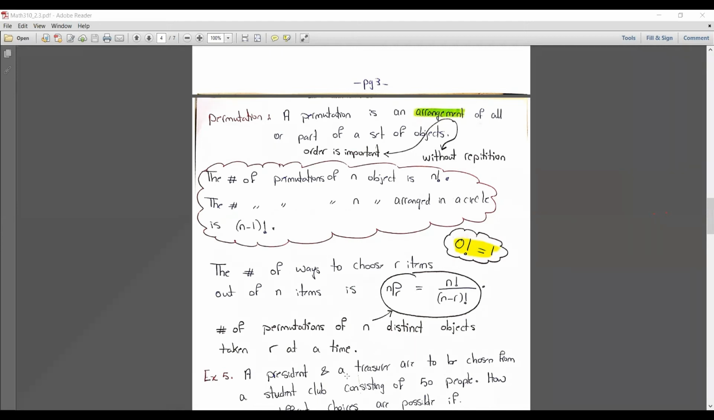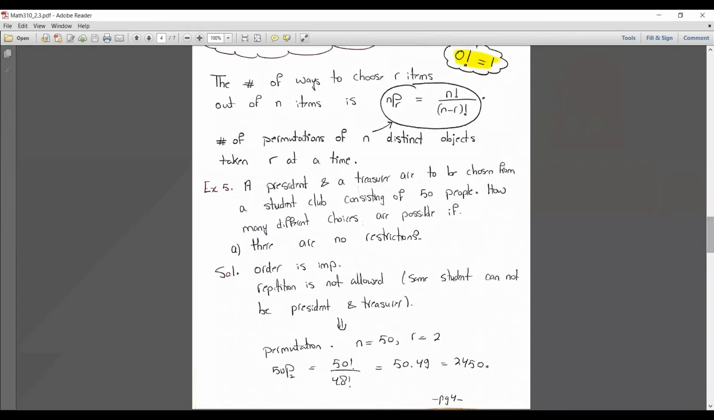Okay, guys, also we are saying the number of permutations of n objects arranged in a circle is (n minus 1) factorial. And the number of ways or arrangements to choose r items out of n items is P(n, r), which is n factorial over (n minus r) factorial, which is the same as the number of permutations of n distinct objects taking r at a time.